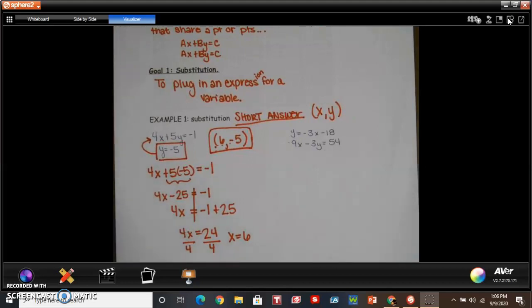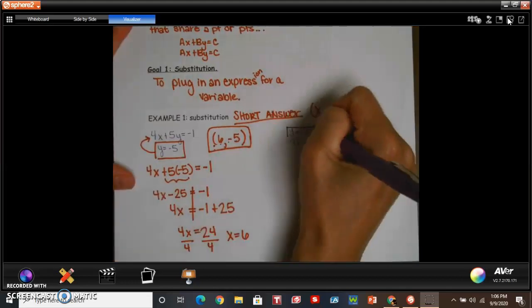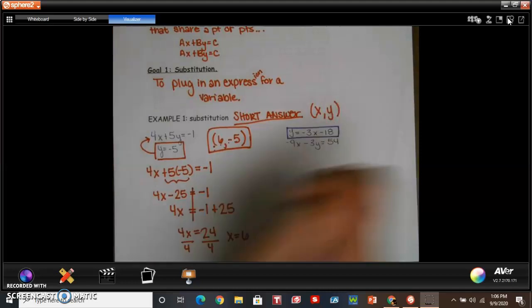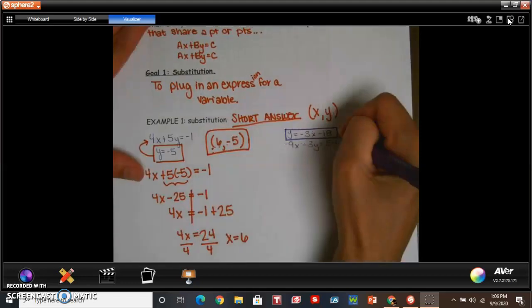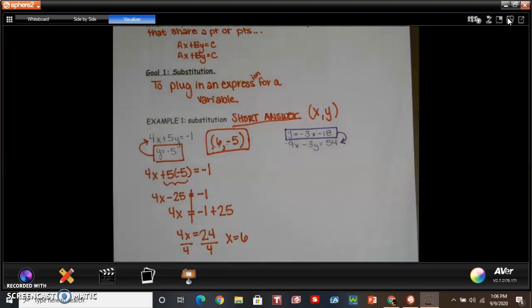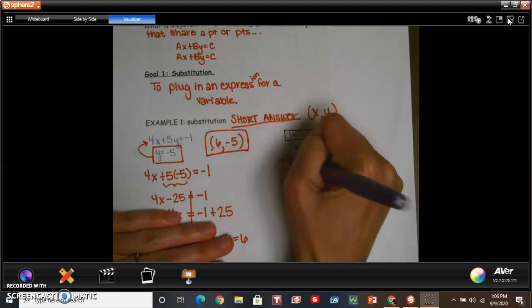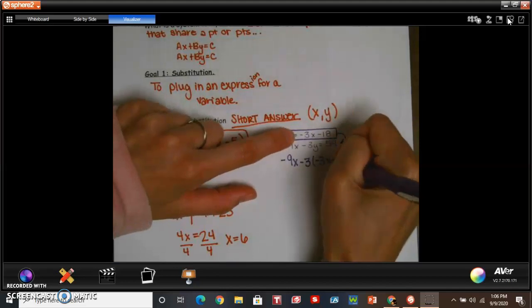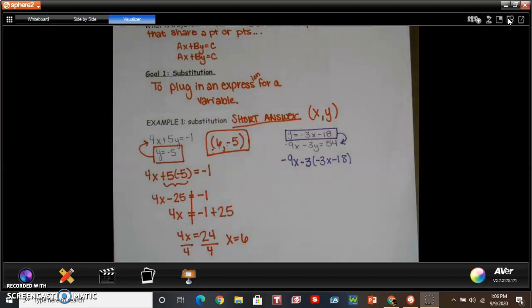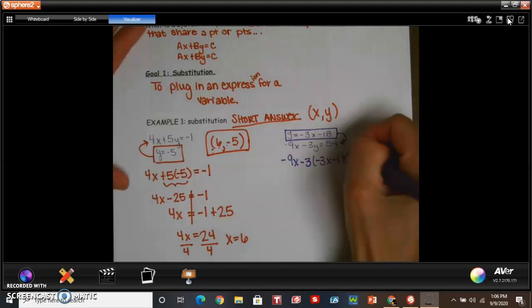All right, still using substitution. I notice that we do know one of our variables. We are told here that y is equal to -3x minus 18, which means anywhere there's a y, we're going to plug in -3x minus 18 into the other equation. All right, so we have -9x minus 3. Instead of y, we're going to put -3x minus 18. We substituted in that expression for y. You're like, why are we doing that? Because we want to find the variable of x or the variable of y. We need both of them, but we're going to start with x.